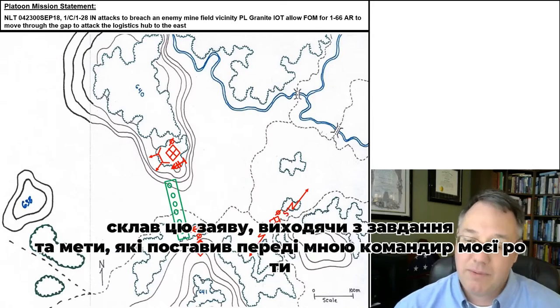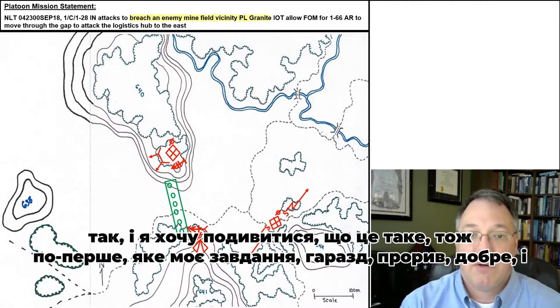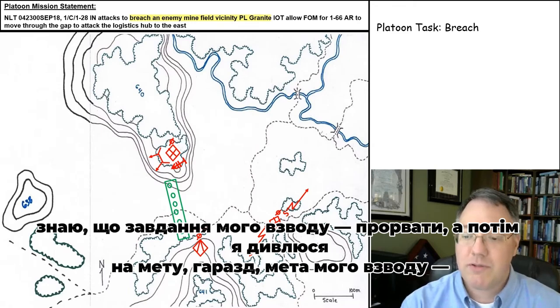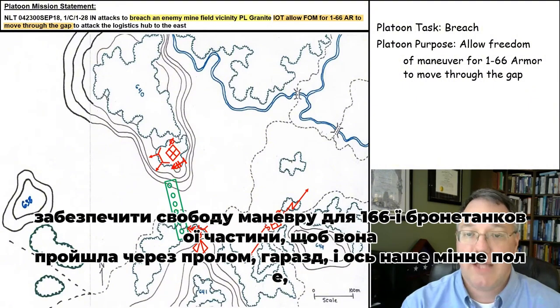I built that mission statement based off the task and purpose that my company commander gave to me, and I want to look at what those are. So first off, what's my task? Breach. And there it is in the mission statement: breach an enemy minefield at Phase Line Granite. So I know my platoon task is to breach, and then I look at the purpose. My platoon's purpose is to allow freedom of maneuver for 166 Armor to move through the gap.